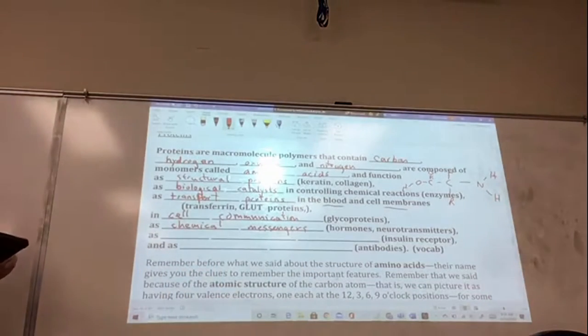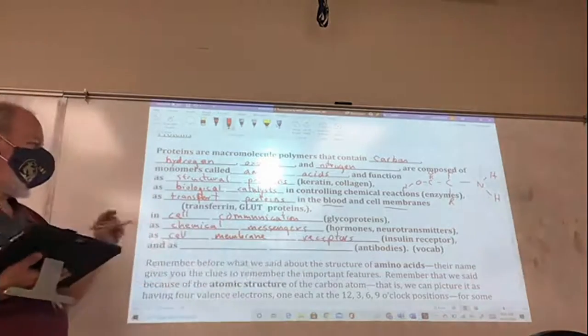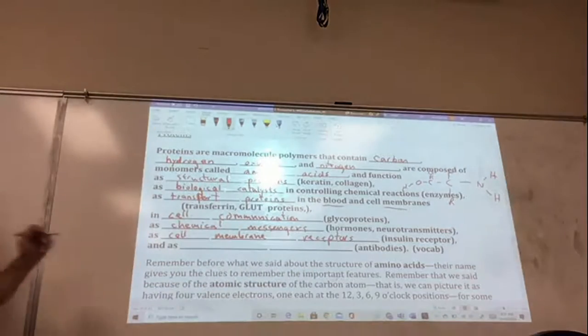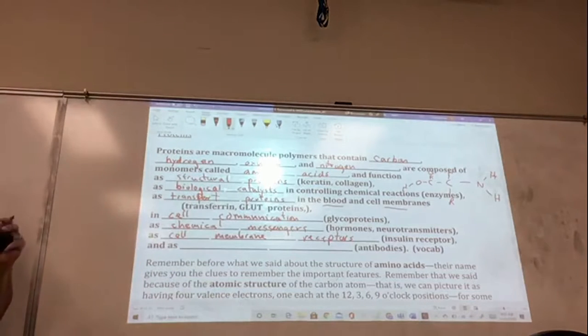So, let's see. Cell membrane receptors. Okay, if I've got a chemical messenger, I have to have something that receives the message. So in my cell membrane, I've got membrane receptors, right? I've got to receive these chemical messengers. So I've got membrane receptors.